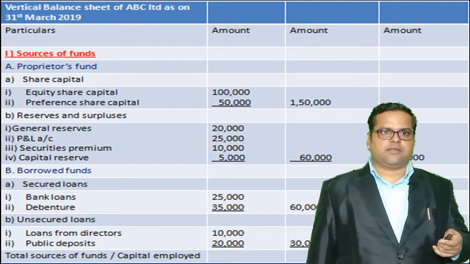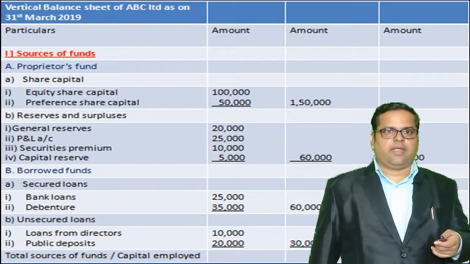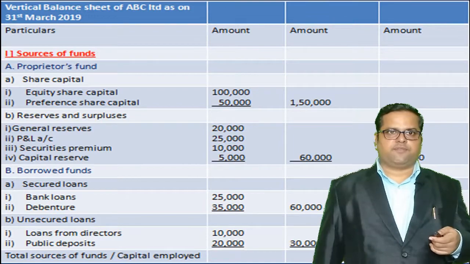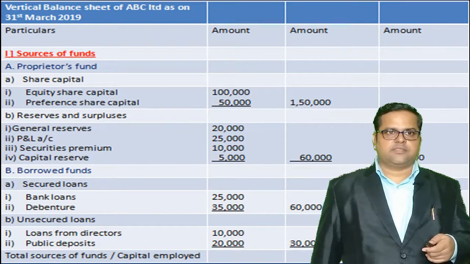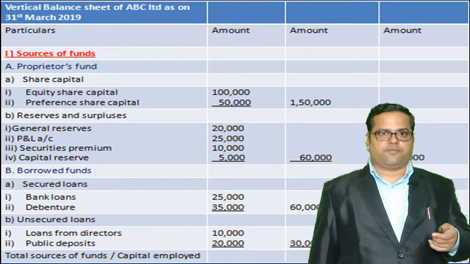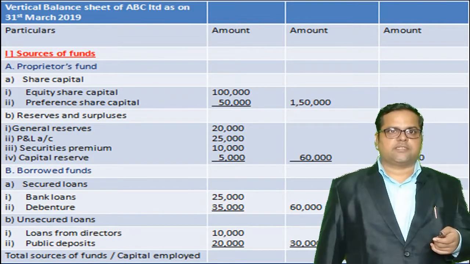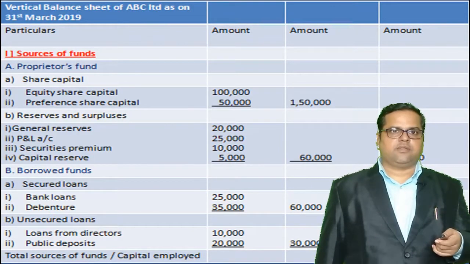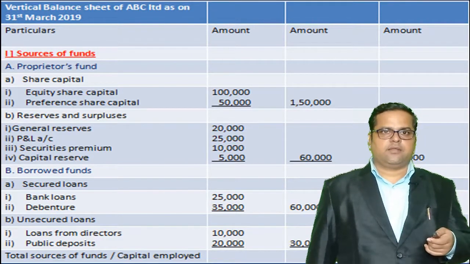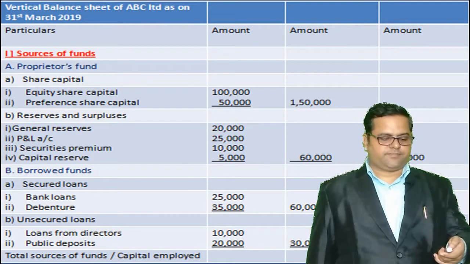Now we will move on to next subheading, that is borrowed funds, that is loan funds. This has two subheadings, secured loans and unsecured loans. We had marked SL against two items, that is bank loan and debentures. We will put these two values in first column, take the total in second column. Same way we will do with loans from directors and public deposits, but they will be under the heading unsecured loans, and we will take the total of first column amounts to second column. Now we will add two figures in second column, that is 60,000 plus 30,000 will give us 90,000. So we will get grand total of 3 lakhs, which is nothing but our total sources of funds, that is capital employed. Always you have to follow this format.